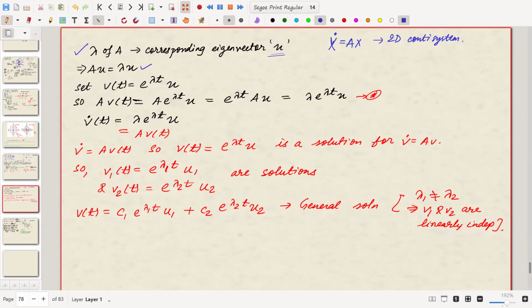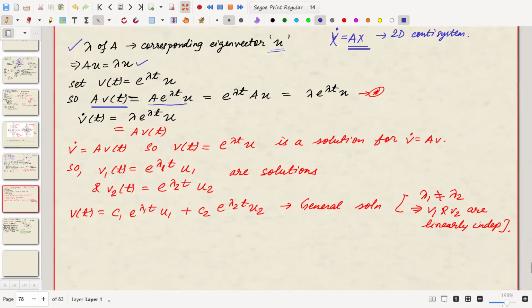Now my question is, can you compute what A times V is? AV is A times e to the power lambda t U. Don't look at the other things, just follow my cursor. You will be a bit confused if you look downstairs. We are here. Everyone with me?